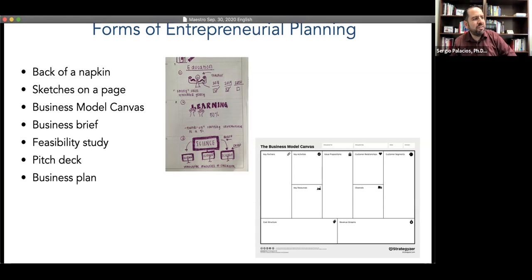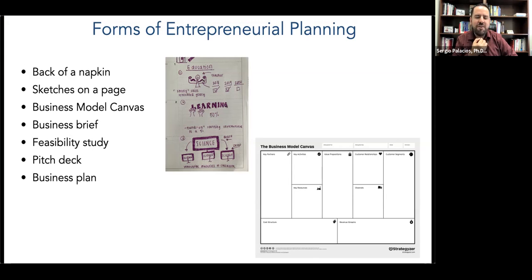We have the business brief and feasibility study, and a pitch deck. A pitch deck has become more prevalent right now. Most people who are seeking funding typically use a pitch deck, which is a few slides in which you talk about the problem you're solving, why now, your solution, who your customer segments are. Basically, you're pitching why somebody should invest in you.